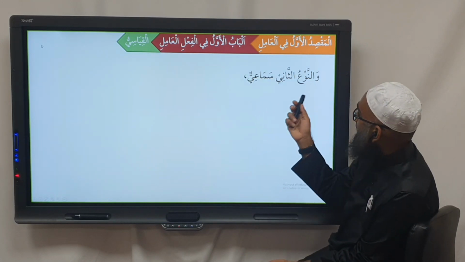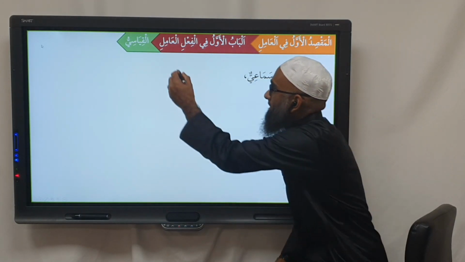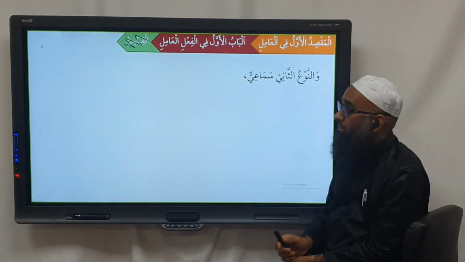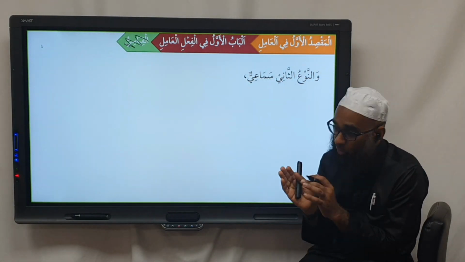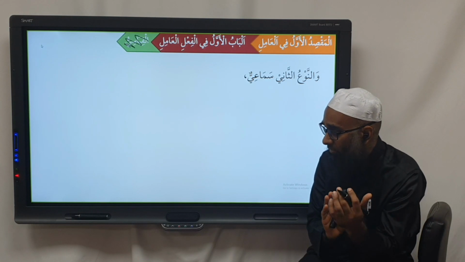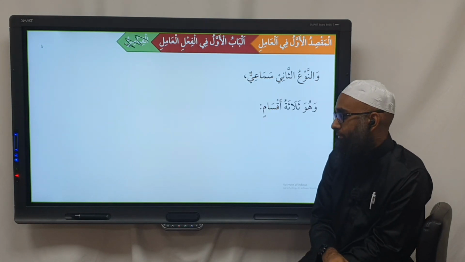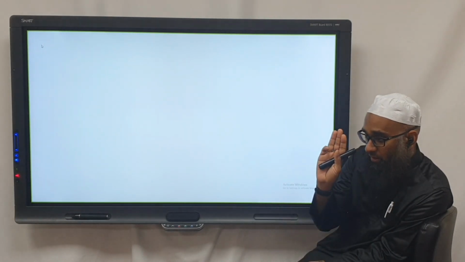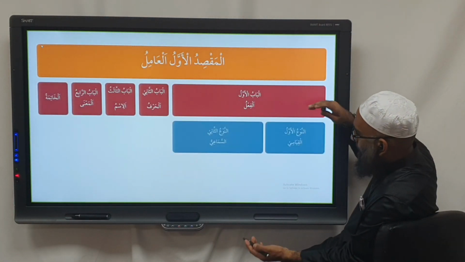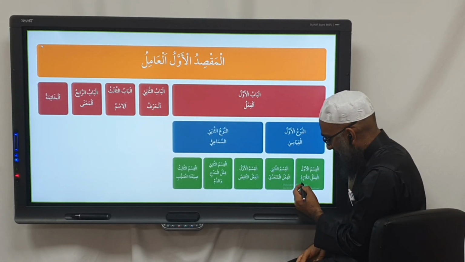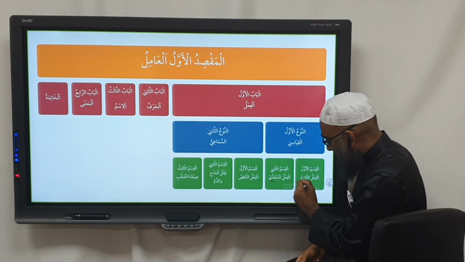Now after Qiyasi we had Sama'iyun. This is what Sama'i actually is. The second type of verbs which govern and cause changes to other nouns or words after them are the Sama'i. Correct? وَهُوَ ثَلَاثَةُ أَقْسَامٍ. These are how many types? 3 types. And if you look at it here, we got the Qiyasi, we got Lazim and Muta'addi, we finished those off before.